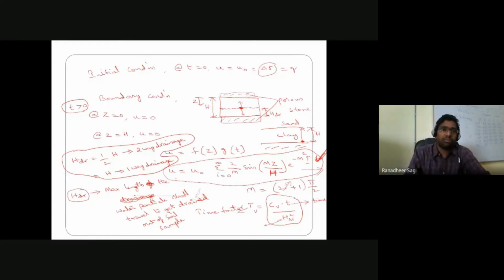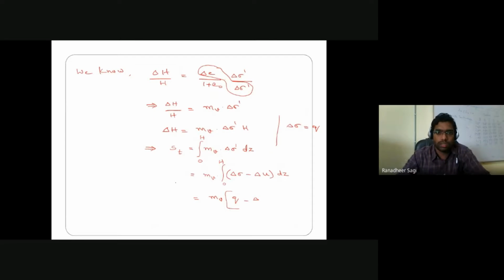With increase in time, at different positions of the depth of the soil sample, how is it varying is what we have talked about. Okay, the same thing I am just trying to re-represent as delta U, which I can simply write as nothing but the pore water pressure, which is a function of depth and time, into dz, over the integral going from 0 to h.